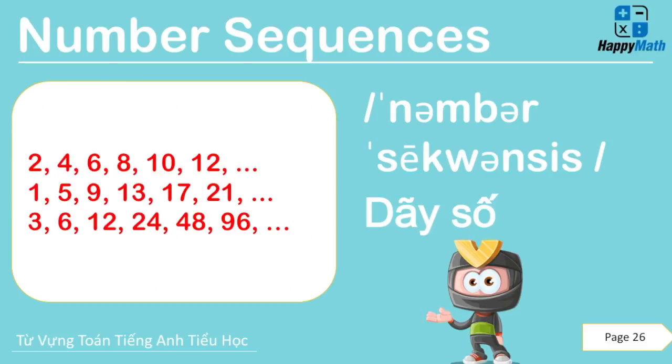Number sequences. In exercises about number sequences, you are given some numbers, and then you have to predict the next number. For example, 2, 4, 6, 8, 10, 12, so what is next here? Of course, it's 14. That's something like this with the next two sequences.